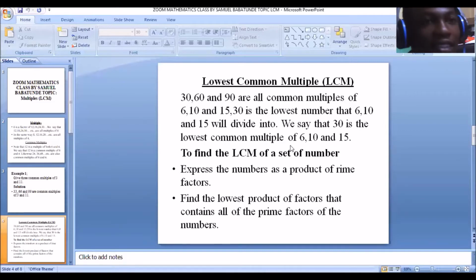Now 30, 60, and 90 are all common multiples of 6, 10, and 15.